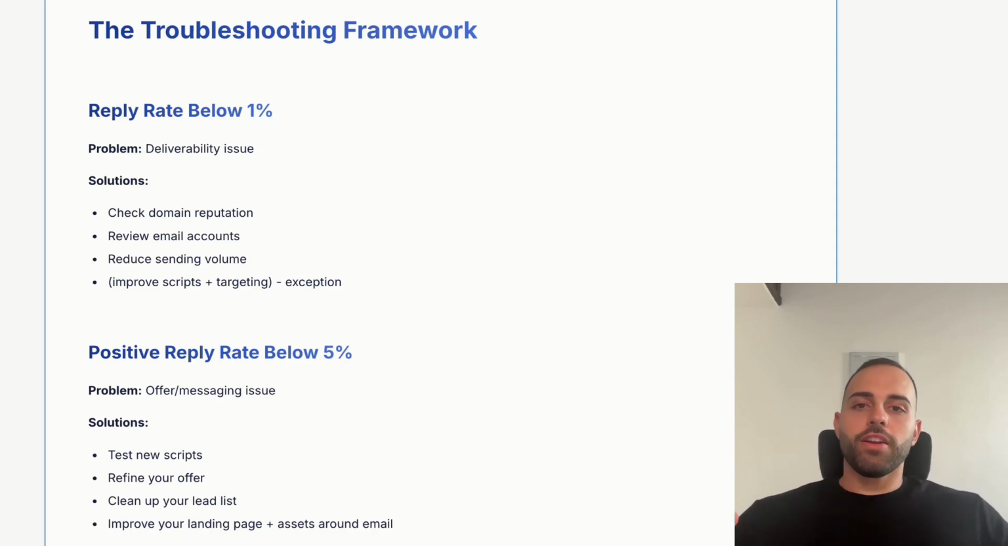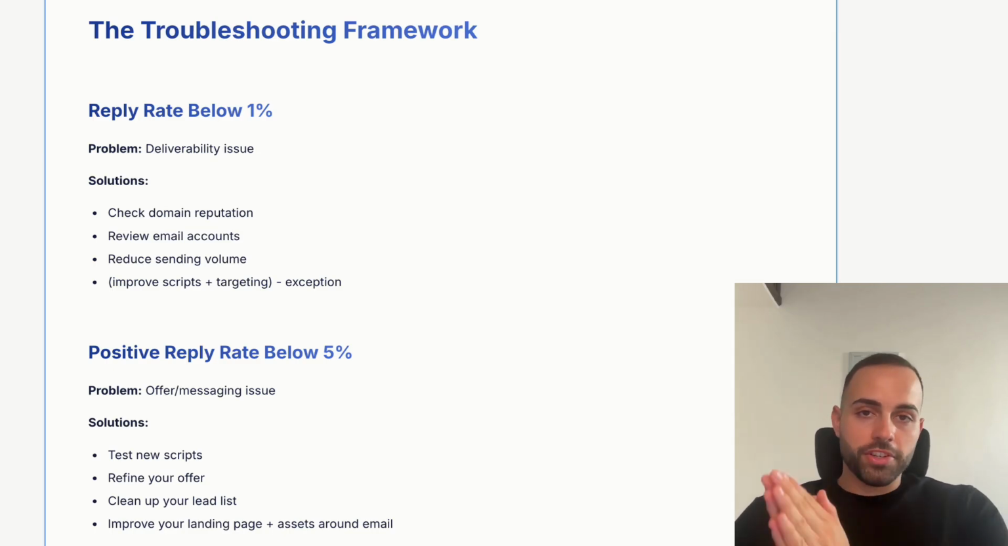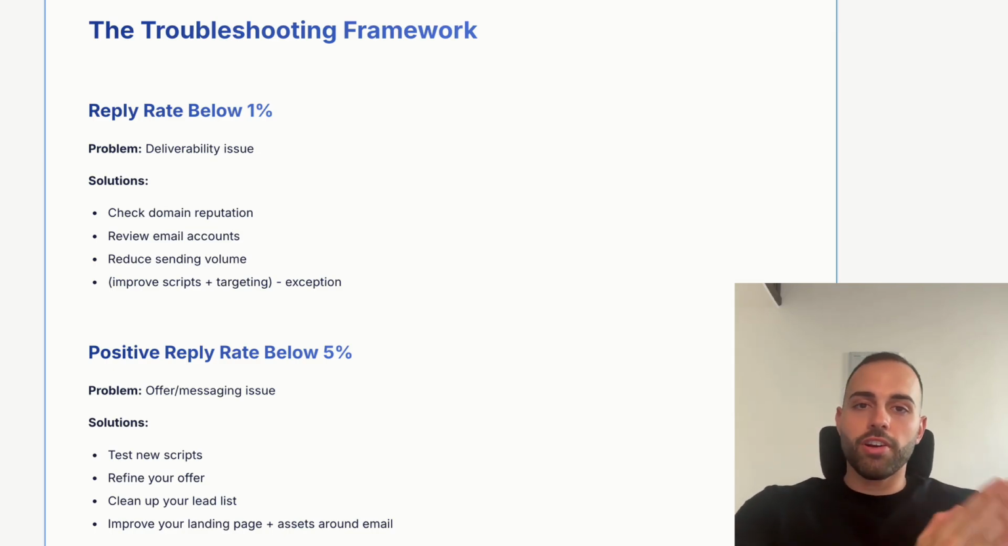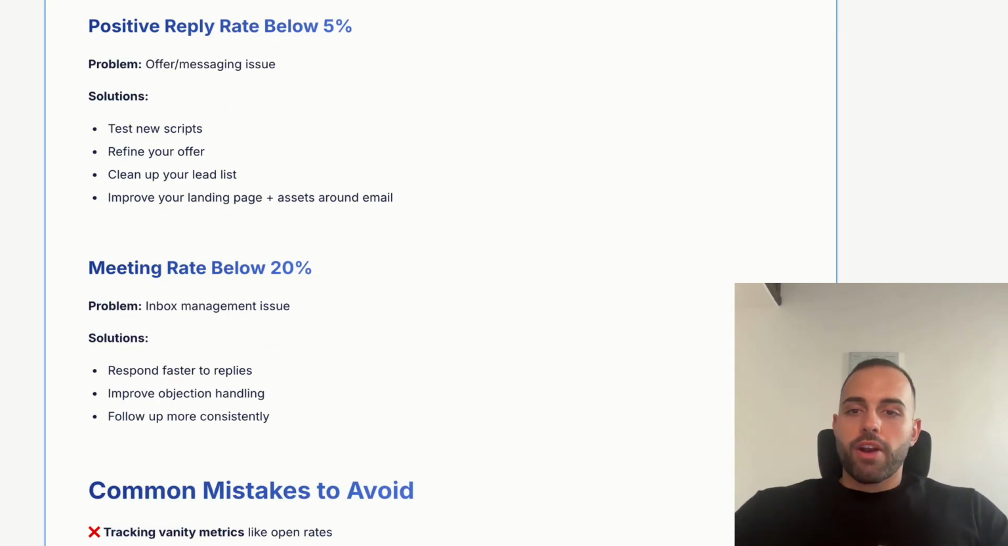And bear in mind that Google, for example, makes it so easy for your prospects to report you as spam. When you receive an email from an unknown email account, there's a yellow banner on top of the email that says report as spam, so it's very easy for someone to just click on the button. So the solution here is just to write better scripts and make sure that you clean your lead lists and you know exactly who you're reaching out to. Now, when it comes to your positive reply rate, if it's below 5%, it's usually an offer issue, a messaging issue, a lead list issue, or even a landing page and a campaign asset issue.